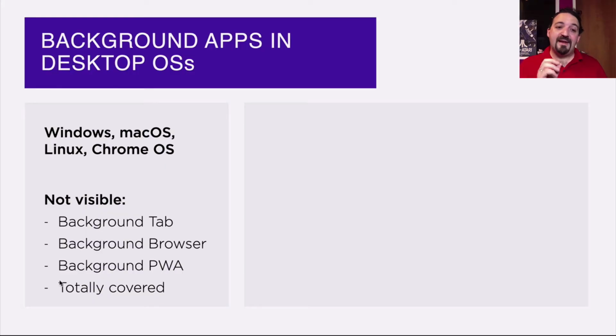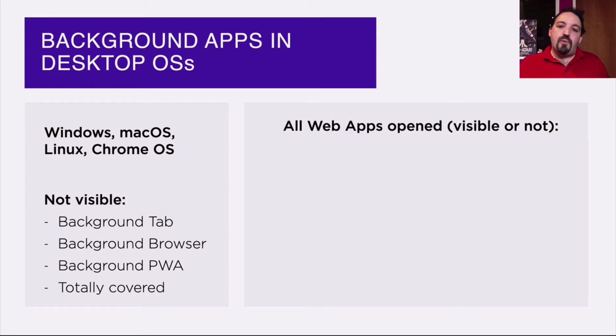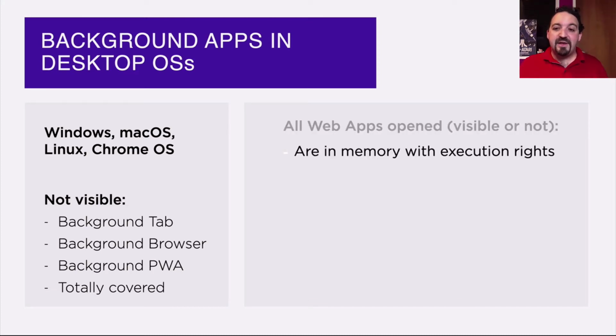So, background apps in the desktop operating systems, Windows, Mac OS, Linux, and Chrome OS: our web app will not be visible when the tab is in the background, when the whole browser is in the background, if it's a PWA in a standalone mode, when the PWA is in the background, and also when the PWA or the website is totally covered by another window. Those are the situations. In this case, all the web apps, when they are open, visible or not, it doesn't matter if they're visible or not, they are in memory and they have execution rights.